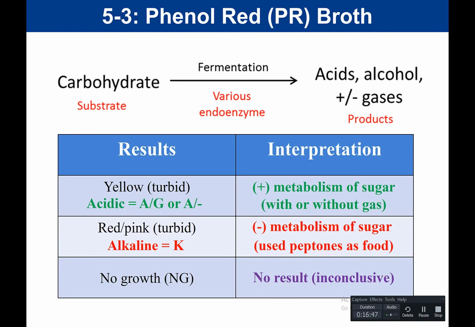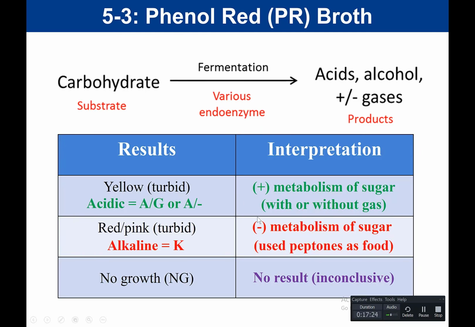So this is used to help you fill out your biochemical sheet. So again, you want to study your substrate, your enzyme. In this case, it's various endoenzymes. We're not testing any one particular enzyme. You want to understand what the products are. So the products of this process are acids, alcohol, plus or minus gases. So those are your products that you're going to record. You want to record what the positive test looks like, right? So the positive test would be yellow with turbidity.